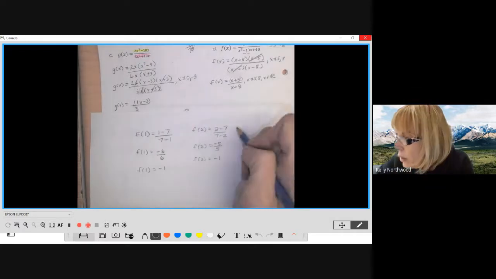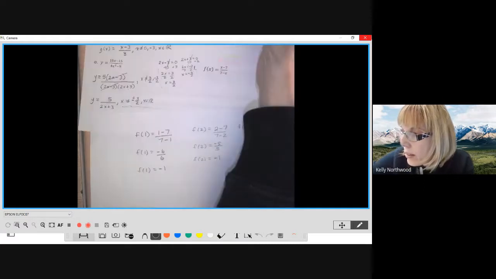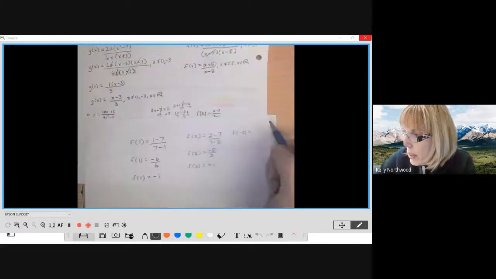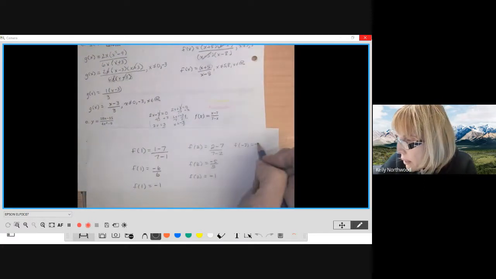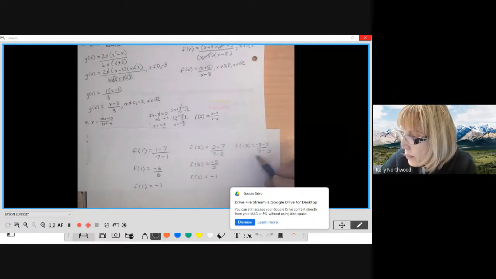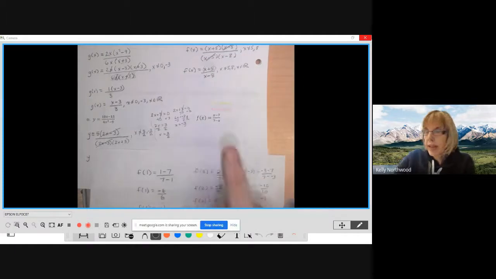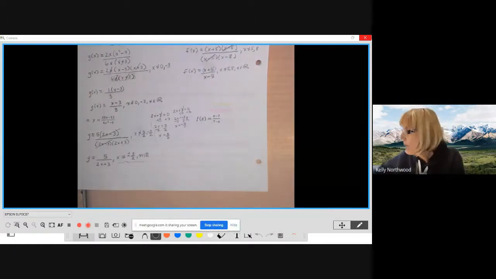I could pick a negative number, f at negative 3. If I put it in here, it would be negative 3 minus 7 over 7 minus negative 3. Negative 10 over 10 gives me negative 1. So I know that this should be negative 1, okay? But this is how you show it.